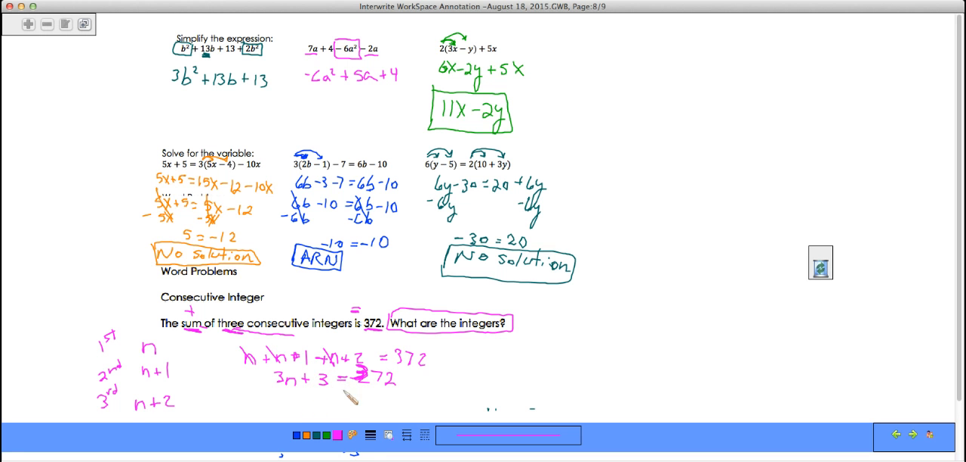Then my next step is to subtract that 3 from both sides. Remember, we take care of the addition and subtraction before we take care of the multiplication and division. So I have 3n equals 369. Divide by 3, and I get n equals 123. Remember, that is only my first number. I want to know what all 3 of them are. If the first one's 123, the next one would be 124, and the next one would be 125. To check, I can add them back together, and we do in fact get 372.